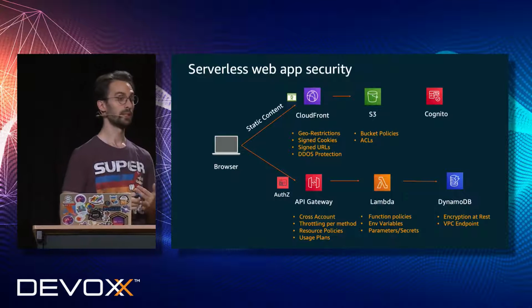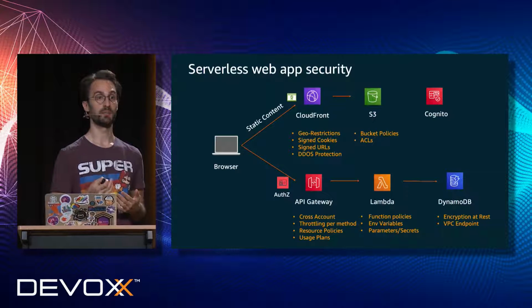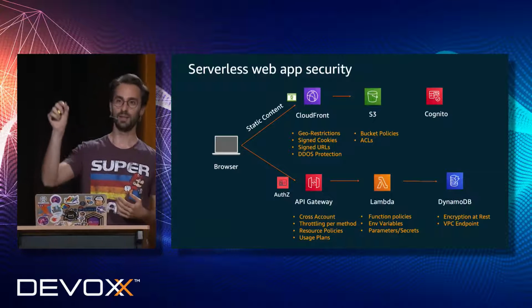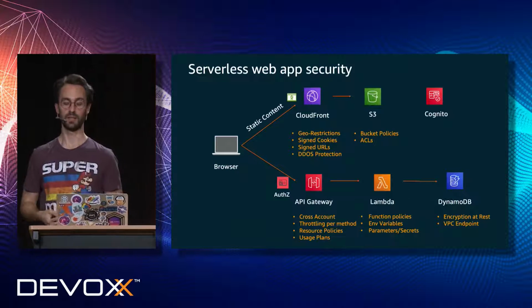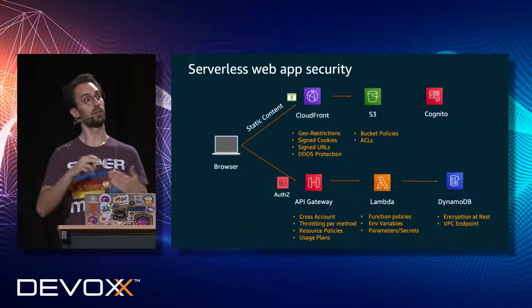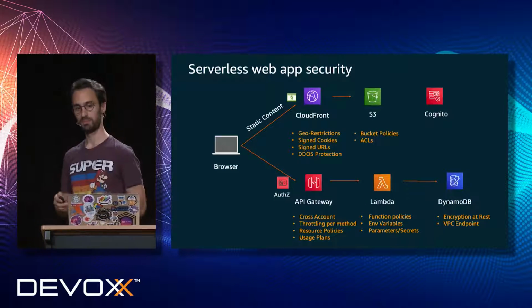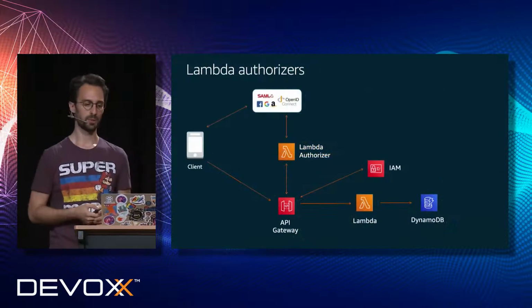You have VPC endpoints. And even the permission that you give your functions to read Dynamo, you can say this function can read only this table, only these columns or these fields of the table. So it can be very fine-grained. Or you can say you can only write and not read if it's a data ingestion pipeline, for example. So when it comes to security, you have all the tools that you need to secure your apps.